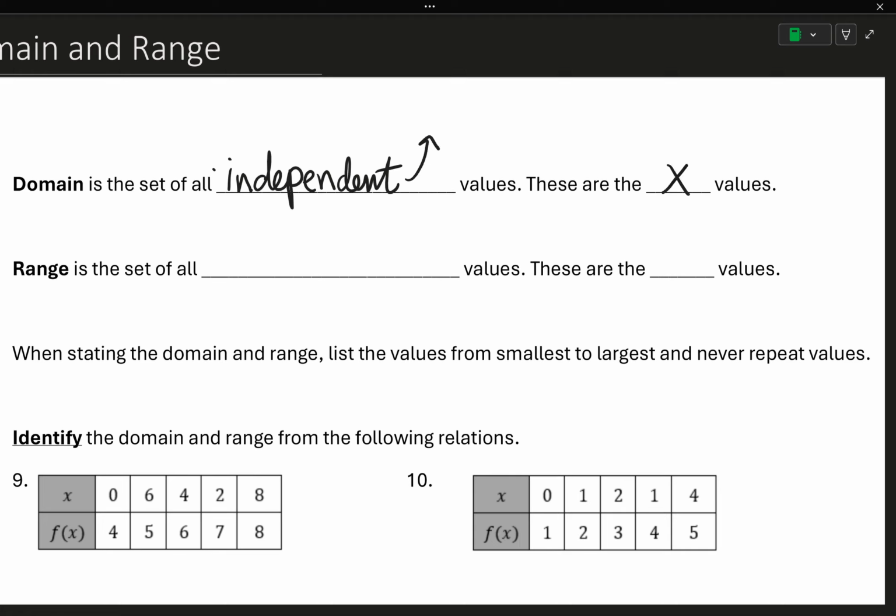You know what else we call the independent values that you can think of, which is, I think, very useful for domain and just evaluating? Input.